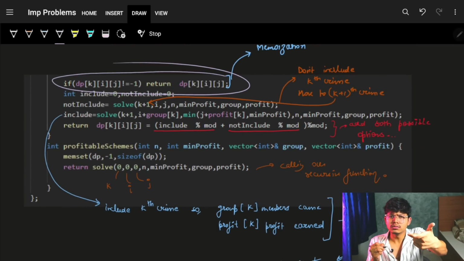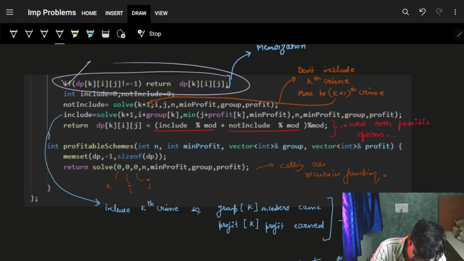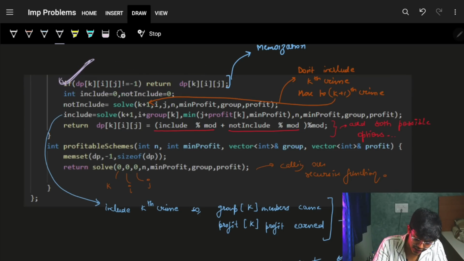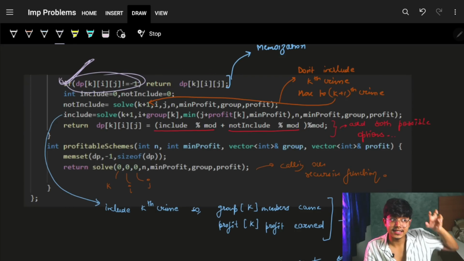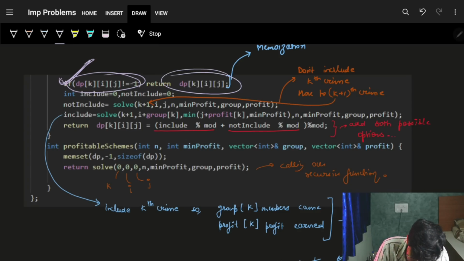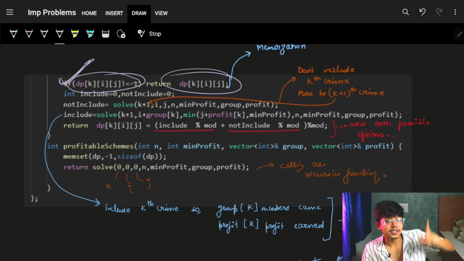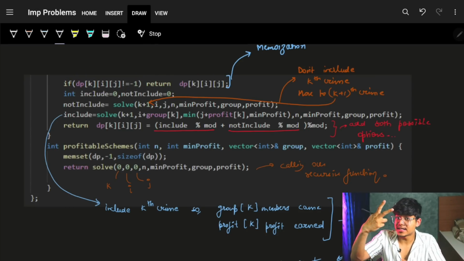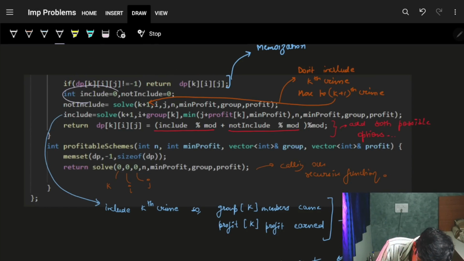Actually, what you do in memoization is have this dp array initialized to -1. If it is not -1, it means you have reached this particular state once in your lifetime, so just return that state. If not, then I have just two options, as I told you: I'll execute that crime or I will not execute that crime.